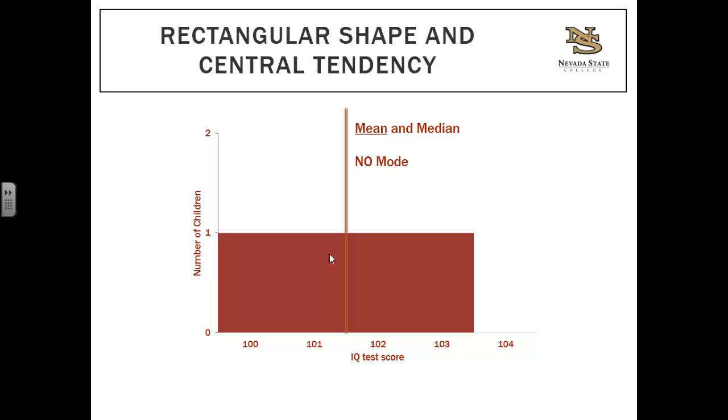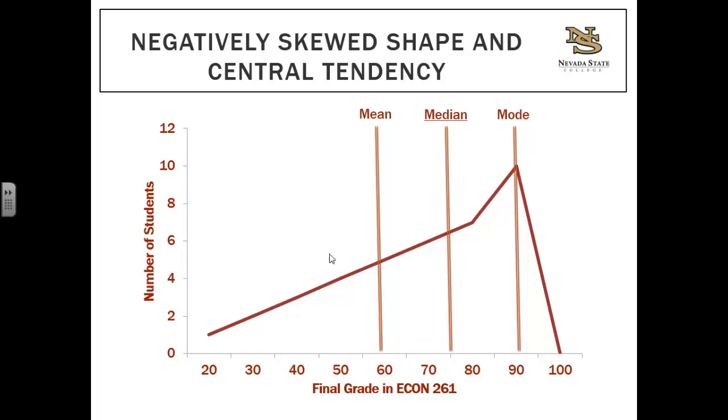So let's say that I had 4 children and I looked at their IQ test scores. One had a score of 100, one had a score of 101, one had a score of 102, and one had a score of 103. So there's no mode in this case because the frequency is 1 for each value. And your mean and your median would be roughly the same value in this case. And you would go ahead and use the mean to describe your data.